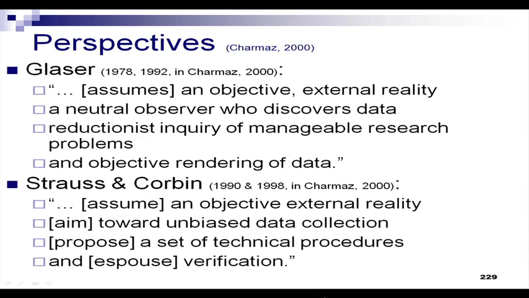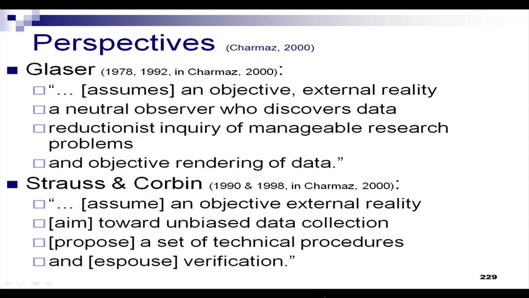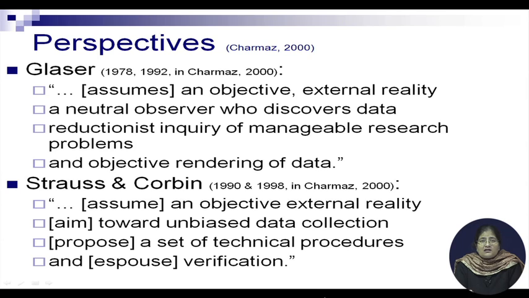Strauss and Corbin then later attempted to make Glaser's perspective more acceptable to the research community by adding a few more things. They said from their perspective, researchers assume an objective external reality just like Glaser. They aim towards unbiased data collection, and just like Glaser, it's a neutral observer who discovers data. Now we are talking about collecting data. We are talking about an unbiased collection of data, not just observing it.